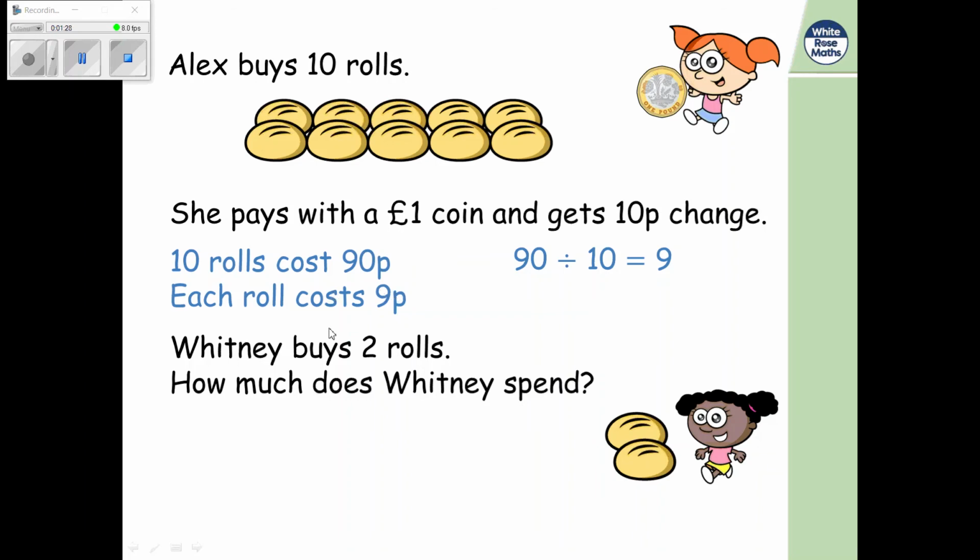Moving on to Whitney buys 2 rolls. How much does Whitney spend? So we know that the rolls cost 9p. Dividing by 10. This is our problem sheet today.